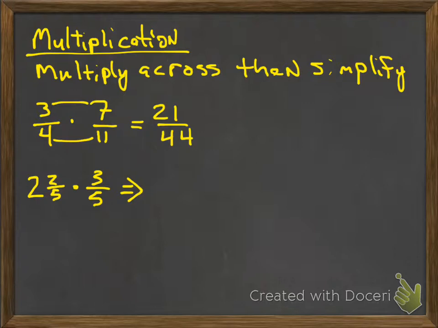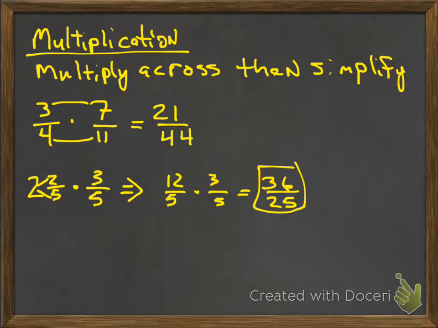So 5 times 2 is 10, plus 2 is 12 over 5 times 3/5, and you still multiply across, which would give you 36 over 25. 12 times 3 is 36. 5 times 5 is 25. And again, you're done. So that's multiplication. Yes, I'm probably going through this a little fast, but it should hopefully be a review.